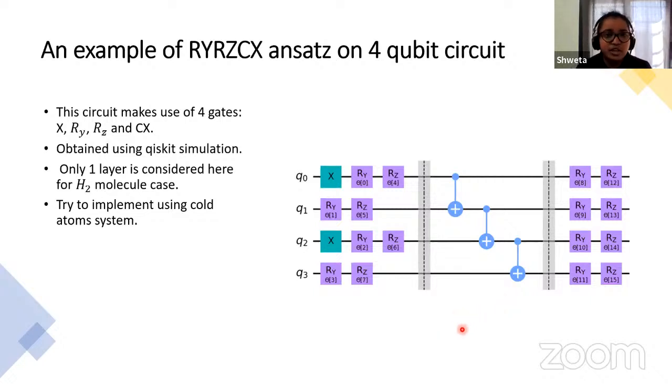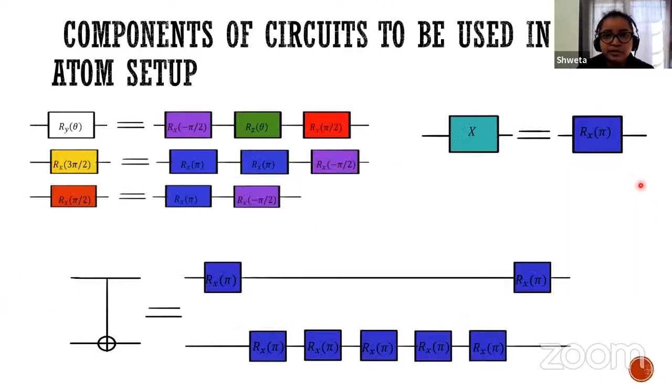It is merely for reducing our complications. Now this circuit was obtained using Qiskit simulation in Python, and now we will try to implement this circuit using cold atoms in our system. Now some basic building blocks are here. These are the components of the circuit that we will be using in our atomic setup.